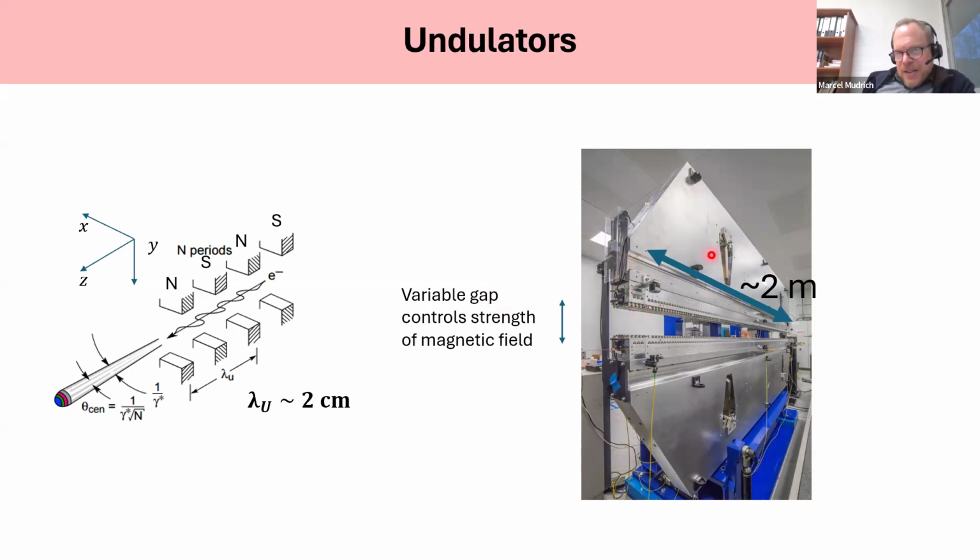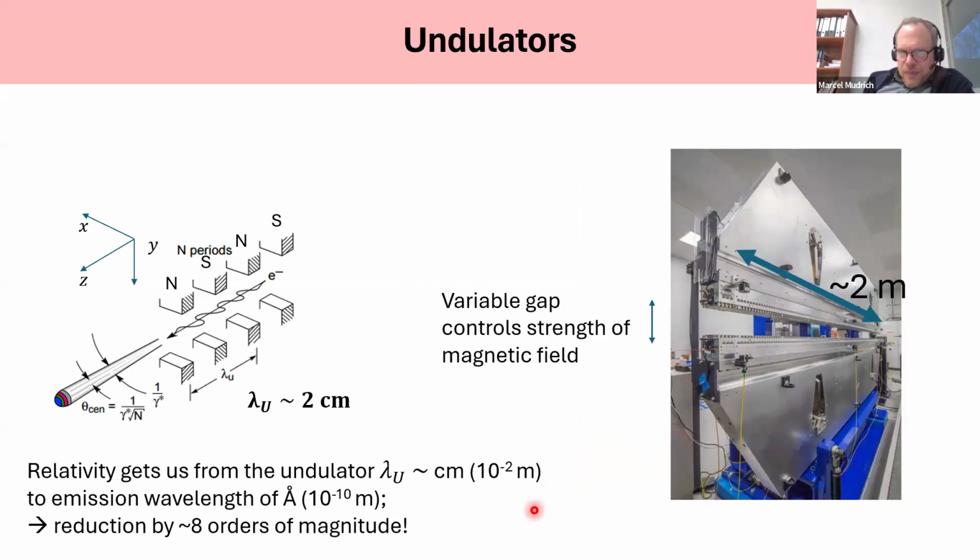And on the right-hand side, you can see a typical such mechanical device that contains all these many precision mounted permanent magnets, and all that heavy arrangement needs to be moved very precisely up and down to control the gap between the magnets. A typical dimension is like 2 meters or so for a typical undulator in a synchrotron. So these are quite bulky mechanical devices that need to be controlled very precisely.